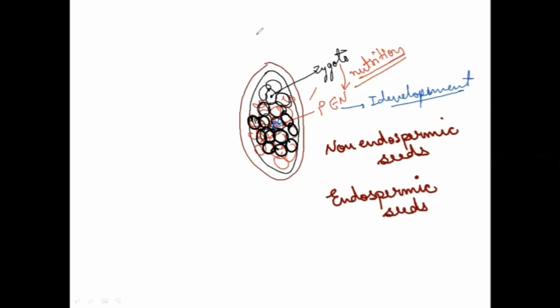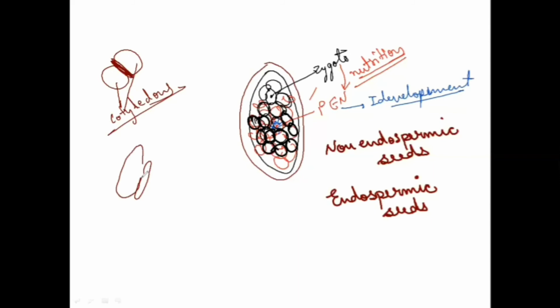And what are the examples of these endospermic and non-endospermic? Very simple. Dicots. Remember, dicots had two cotyledons, and this was the embryonal axis, right? This is one cotyledon, this is second cotyledon. Whereas coming to the monocots, they just have one cotyledon. So this is the embryonal axis, and near to the embryonal axis, they will have this one cotyledon, which is named as scutellum.